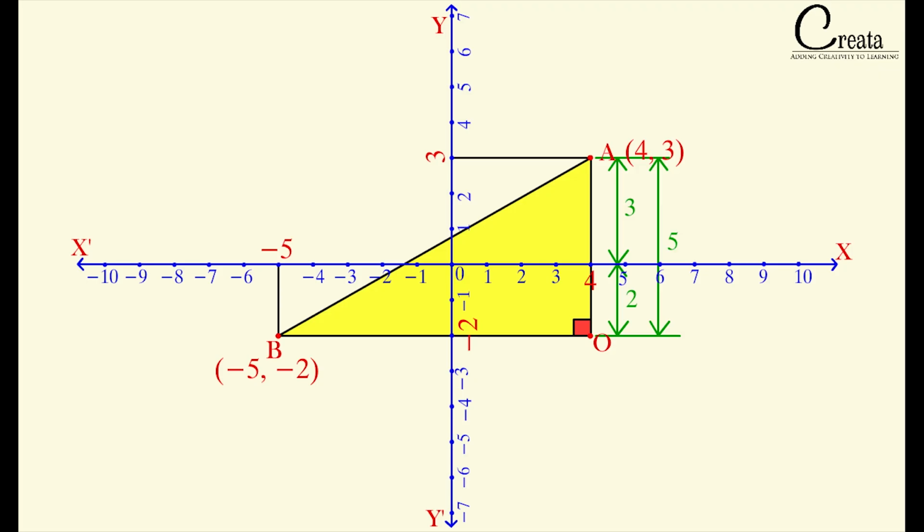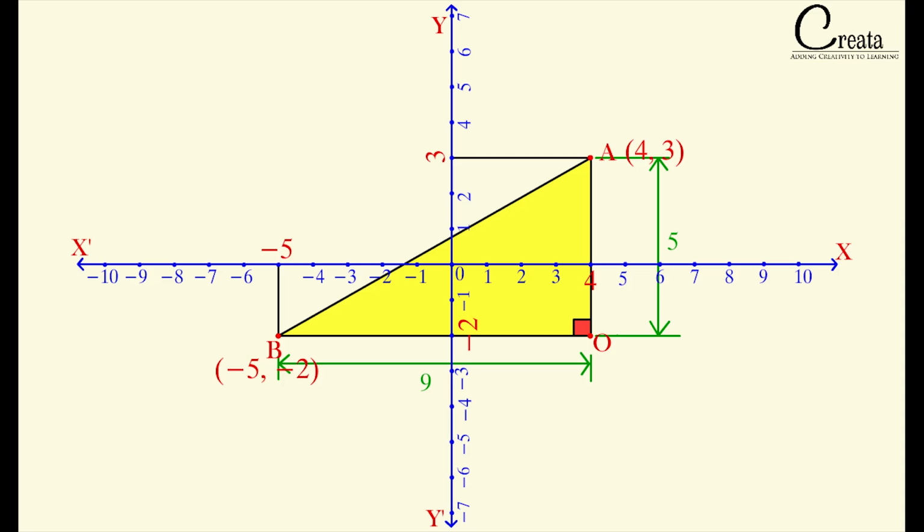So what will be the distance OB? OB will be equal to 4 plus 5. Okay, that will be 9 unit. Any confusion? This is 4 and this is 5. So total it will be 4 plus 5, that is 9 unit. So for this right angle triangle, we got OA as 5 unit and OB as 9 unit.